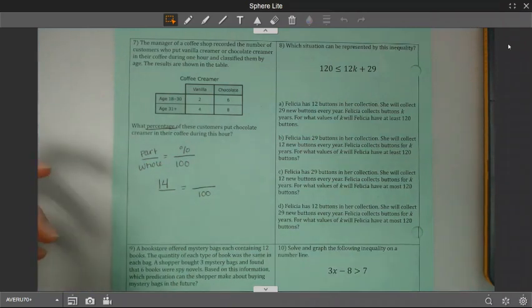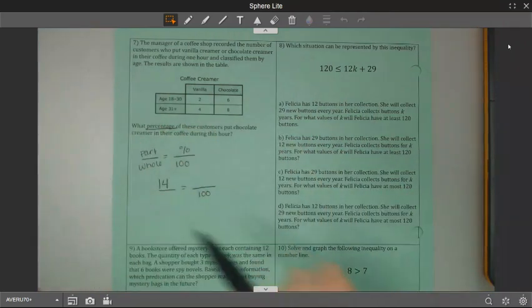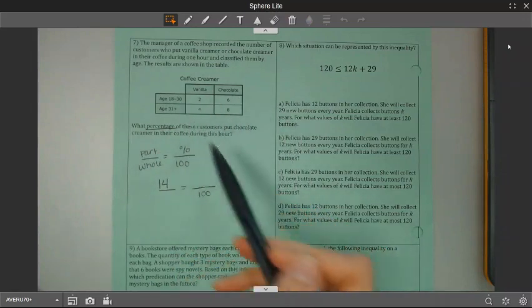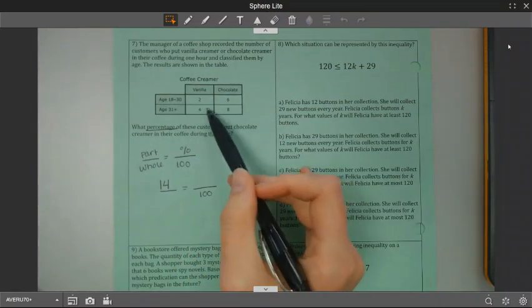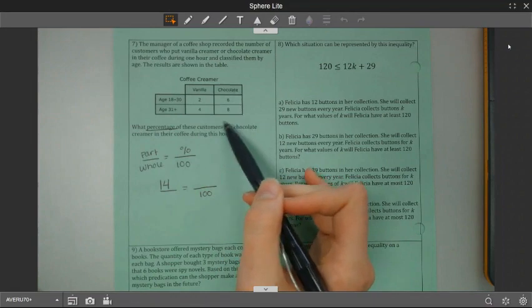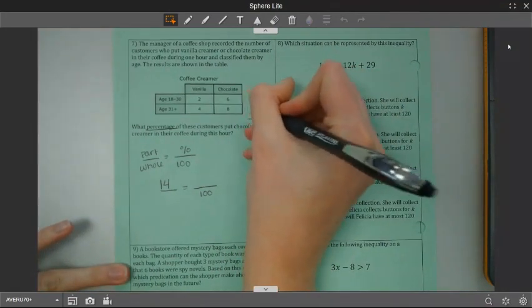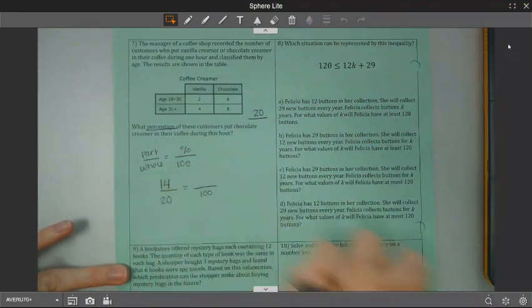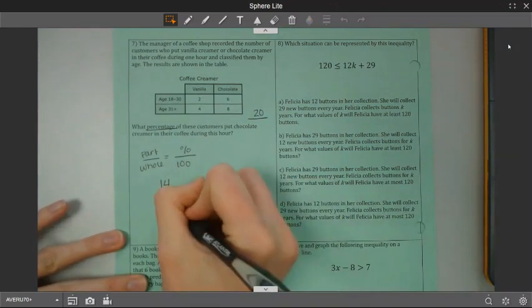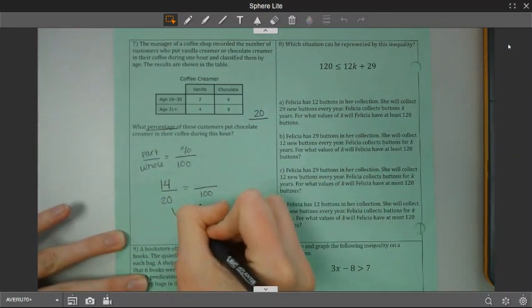But now I need the whole. Well, the whole is the total number of people who bought coffee. Well, that would be everybody in the table. So 2 plus 4 is 6, 6 plus 8 is 14, and the total of the whole table is 20. So that's where I got 20. To go from 20 to 100, I would multiply by 5.